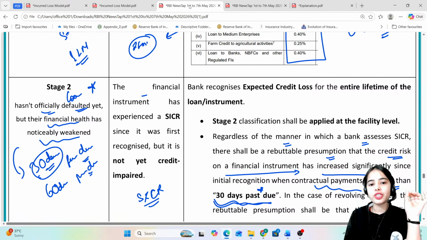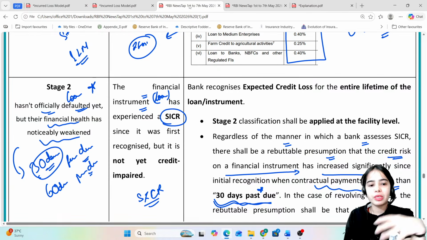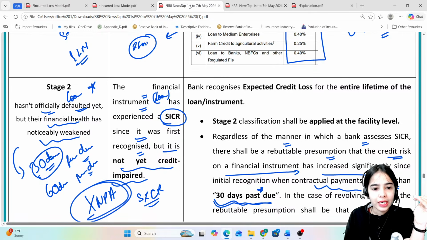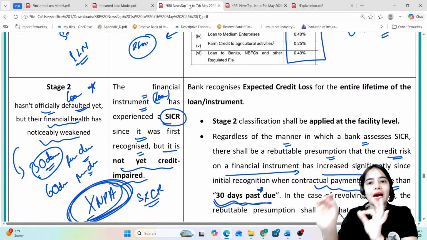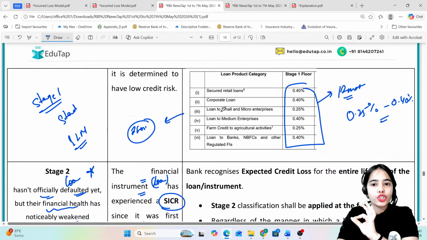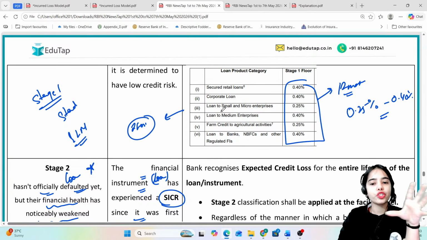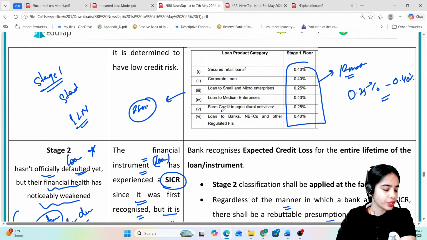that means the financial instrument, or the loan or the asset, has experienced a significant increase in credit risk. There are some payment dues since it was first recognized, but it is not yet credit impaired. It has not become NPA, but there is some risk that has been identified. So should the bank start maintaining higher provisions, yes or no?